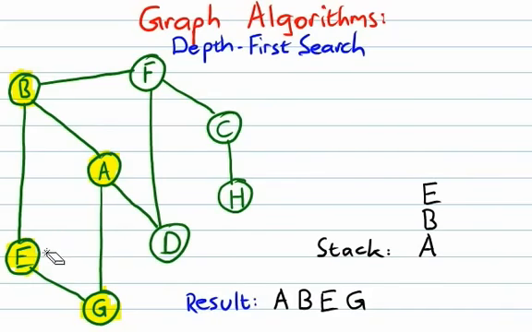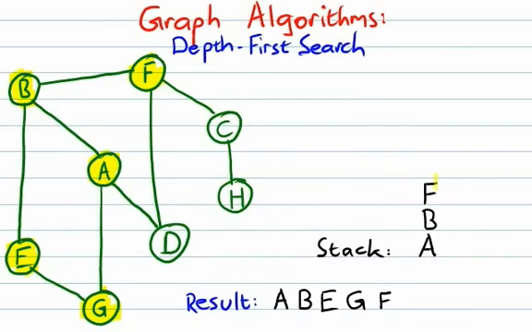Now E also has no adjacent unvisited vertices, so we're going to pop it off the stack, which takes us back to B. Now from B, we've already visited A and E, so that leaves us with F. So the next vertex we're going to visit is going to be F. Push it onto the stack, visit it, mark it as visited.